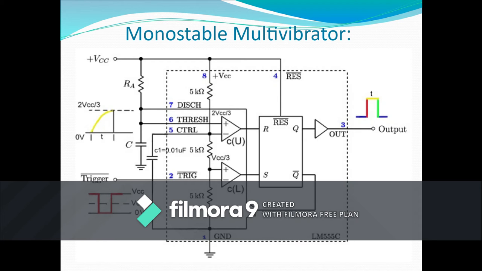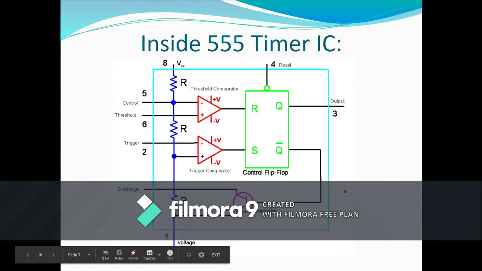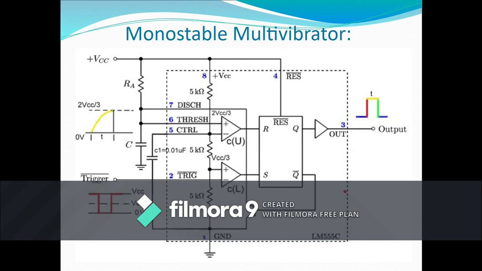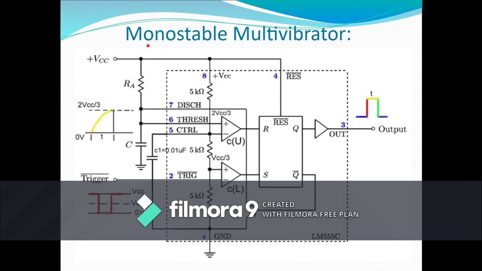This dotted box is what we saw in the previous slide. This is the 555 IC timer, and these are the connections that need to be made so that it will be a monostable multivibrator. We will look at its working in the coming slides.